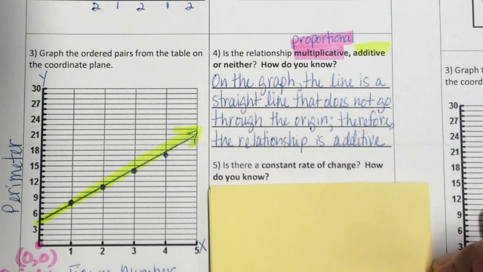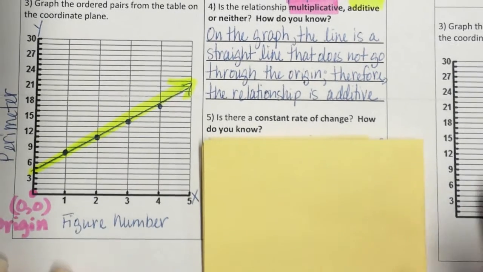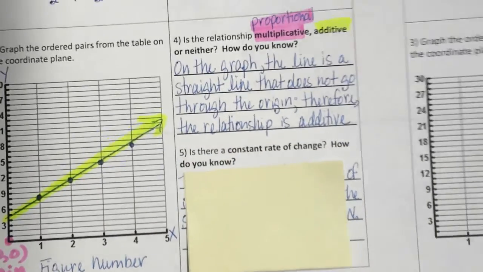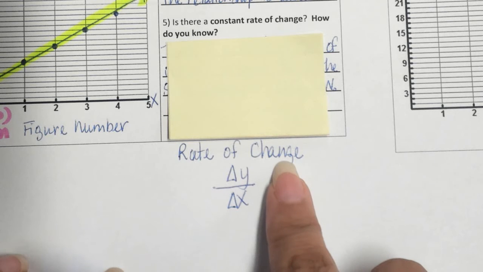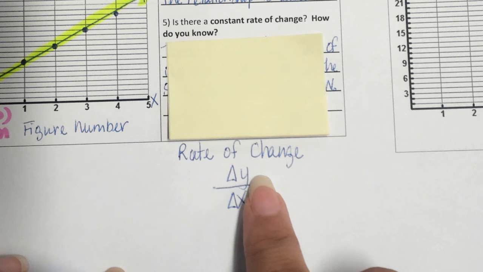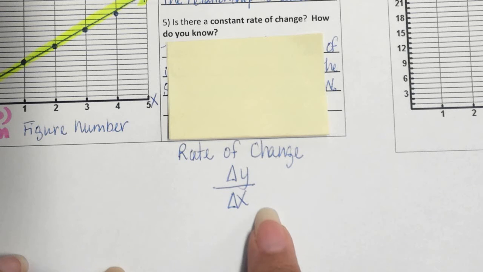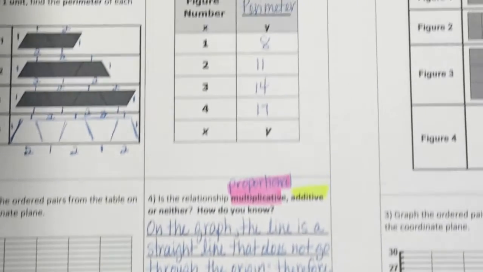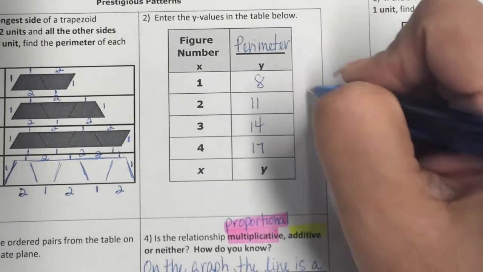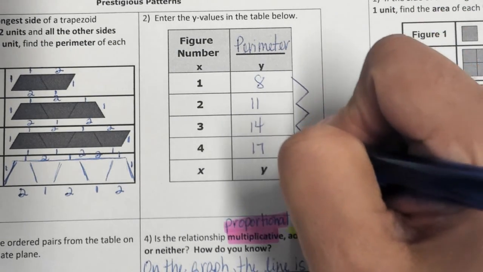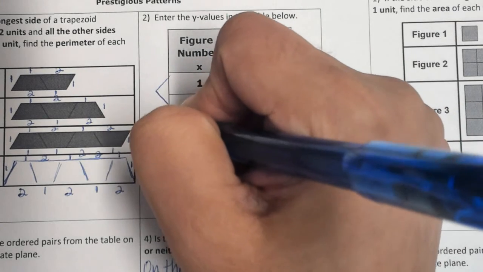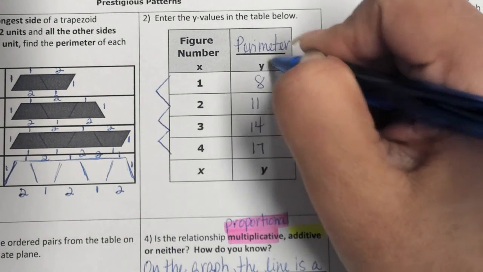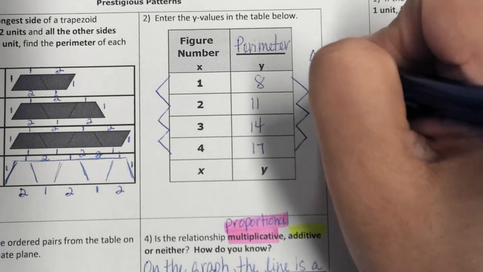Okay, so the next question it's asking is there a constant rate of change? How do you know? Okay, so in order to determine the rate of change, what's this at the bottom? Rate of change is always delta y, or the change in y, over delta x, the change in x. Okay, so this is really important in determining rate of change. But in order to find the rate of change, I have to look outside the table. So I have to find the change in the values outside the table. So this here is y, so I'm going to say delta y.